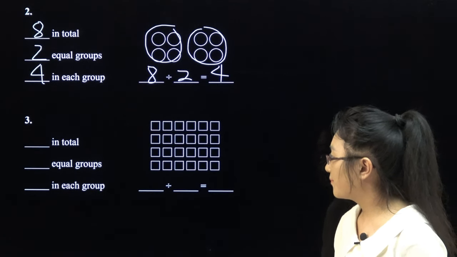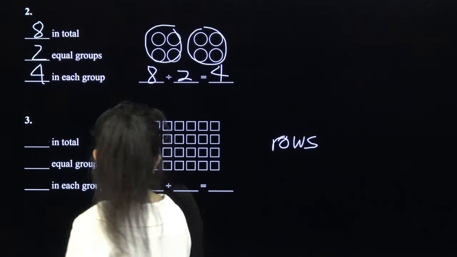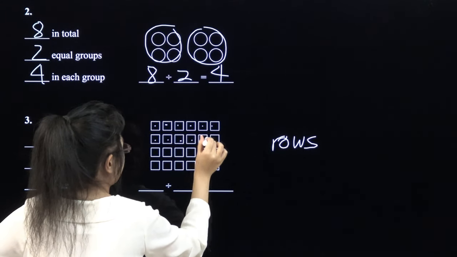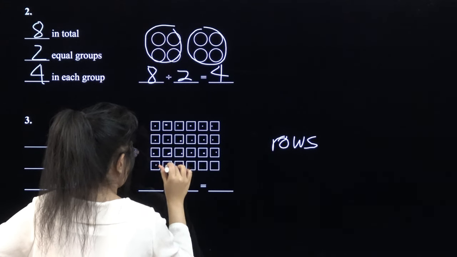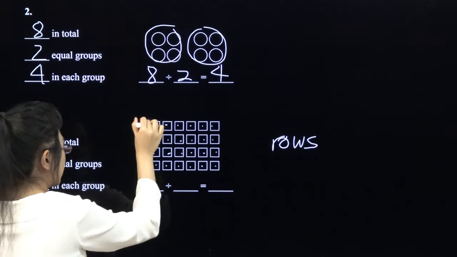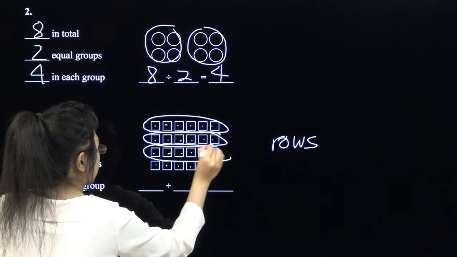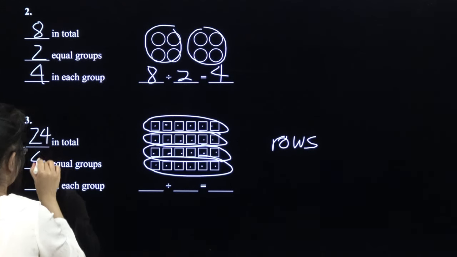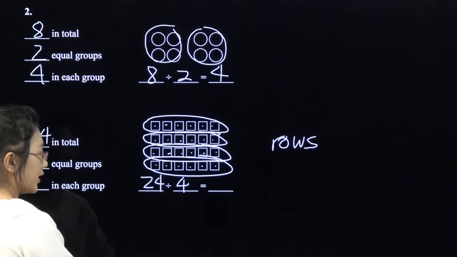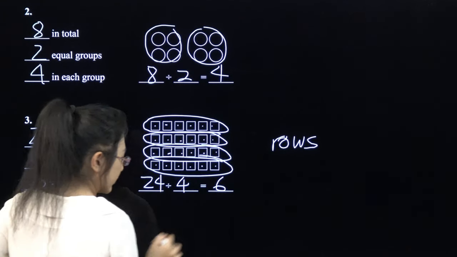Here we have an array. So for our groups, let's just use rows. So how many squares are there in total in this array? 1, 2, 3, up to 24. So there's 24 squares in total. And how many equal groups are there? So it's in rows. 1, 2, 3, 4. 4 equal groups. That's 24 divided by 4. And how many are there in each group? 1, 2, 3, 4, 5, 6 in each group. So 24 divided by 4 equals 6.